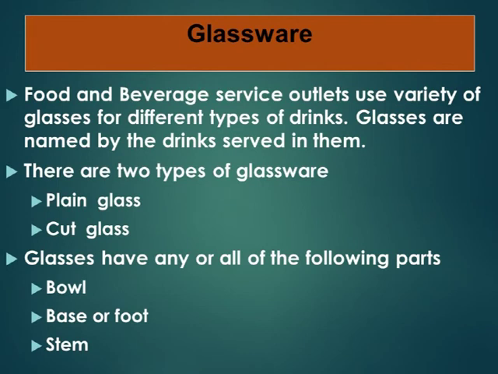Glassware. Food and beverage service outlets use a variety of glasses for different types of drinks. Glasses are named by the drinks served in them. There are two types of glassware: plain glass and cut glass. Glasses have any or all of the following parts: bowl, base or foot, and stem.